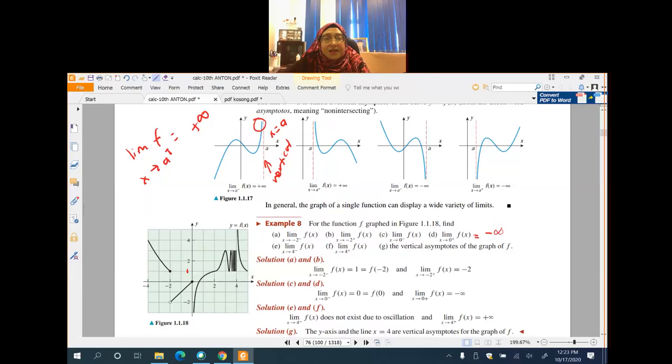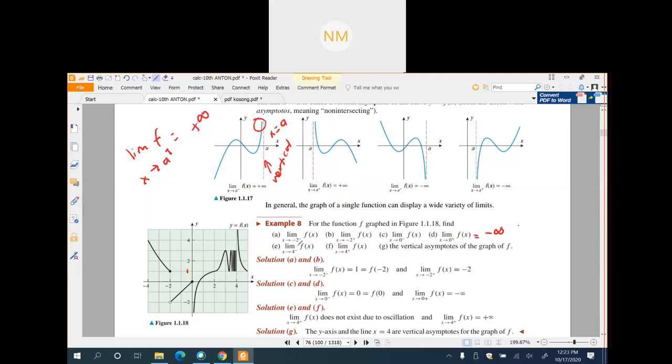And then for E, one is 0, another one is negative infinity. So does the limit of f as x tends to 0 exist? It doesn't. It does not exist.